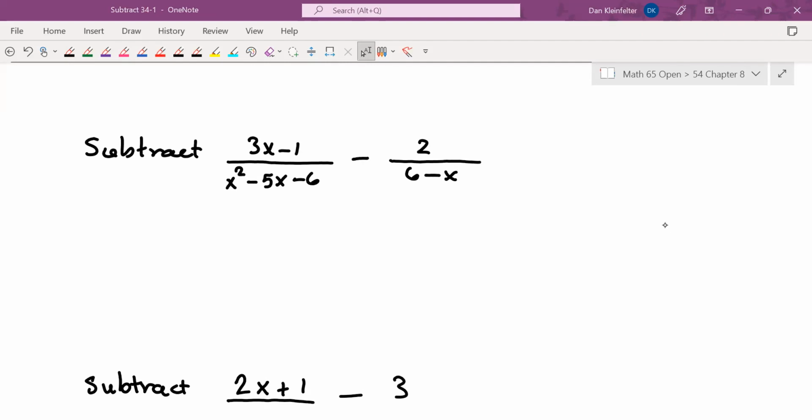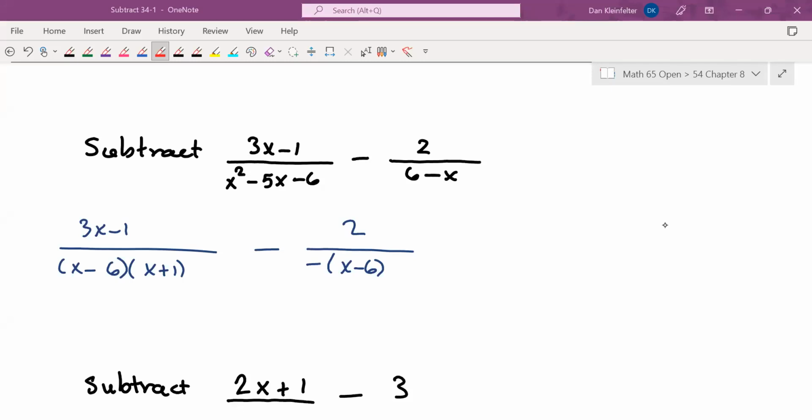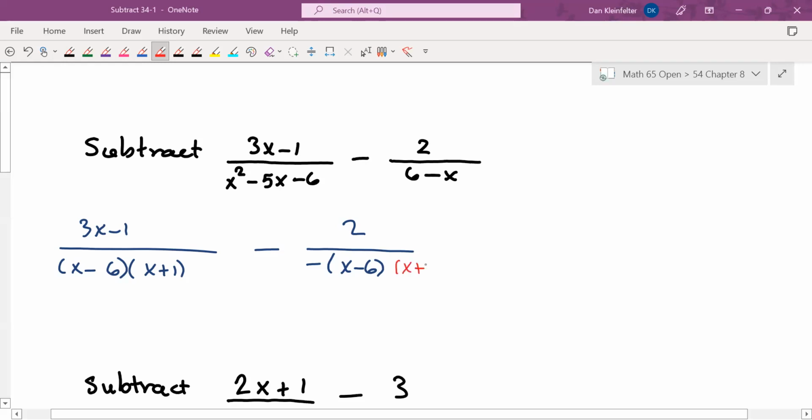All right, so I factored the denominator of the left-hand fraction, and in doing so, I noticed that there was a factor of x minus 6. And so on the right, when you see that 6 minus x, I thought it would be a good idea to factor a negative out of that so that it creates another factor of x minus 6. So then, in order to finish, our second fraction only needs a factor of x plus 1 inserted into the denominator.